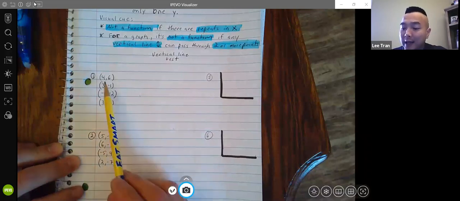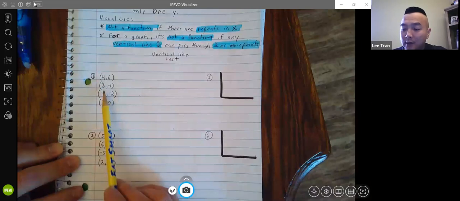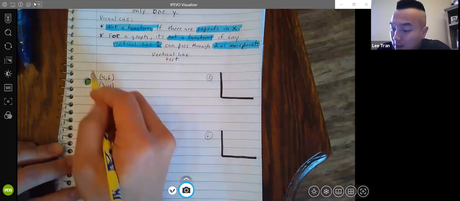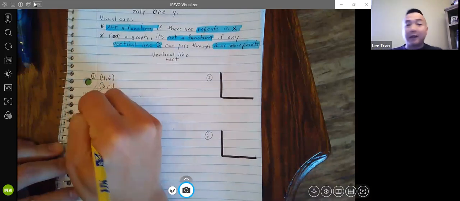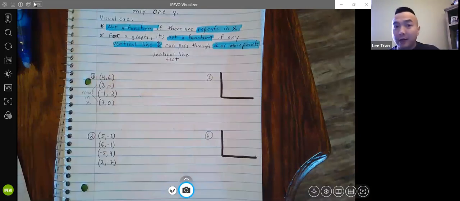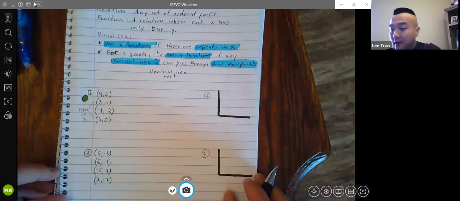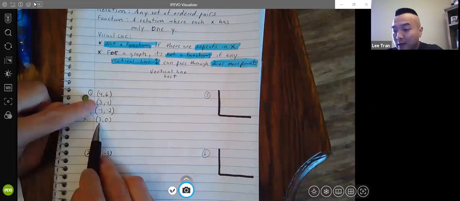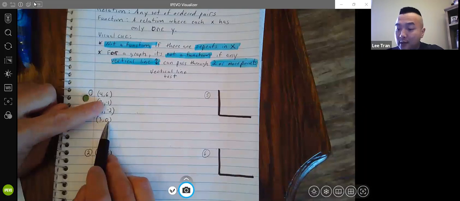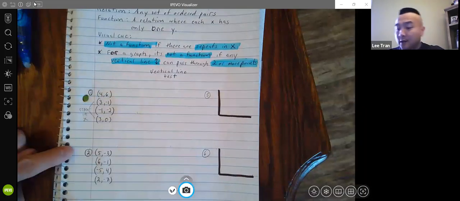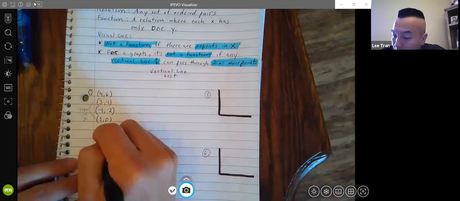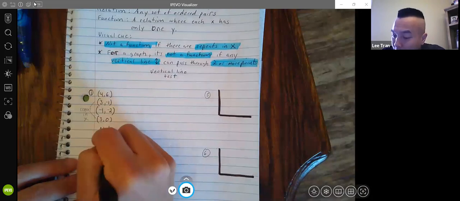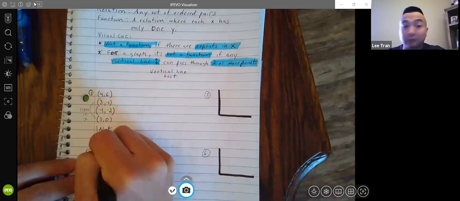If you look at just the x's, look at the 3's. There's a repeat in those x's. Repeat in x, I'll write that here. Or if we go by the definition, this x, this 3, doesn't have only one y. It has two y's. So this is not a function. There's a repeat in the x. So I'll write not function.